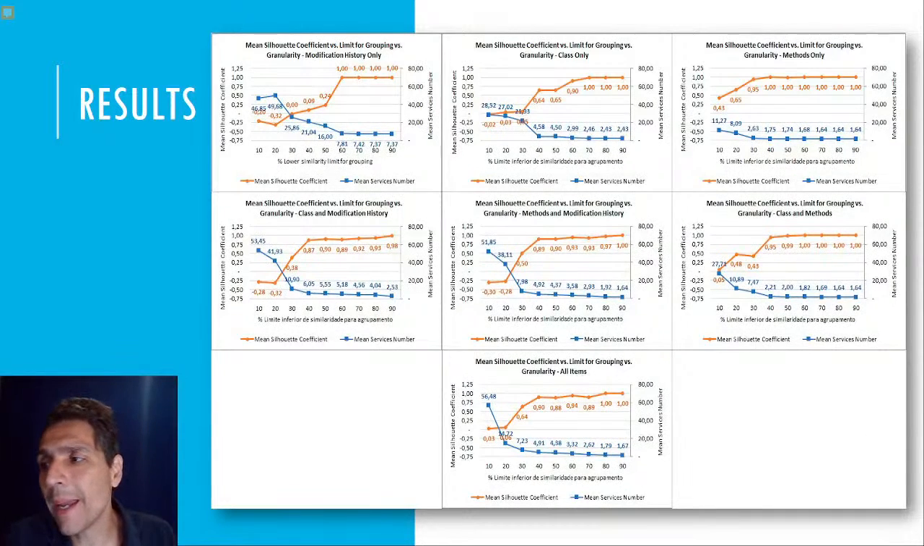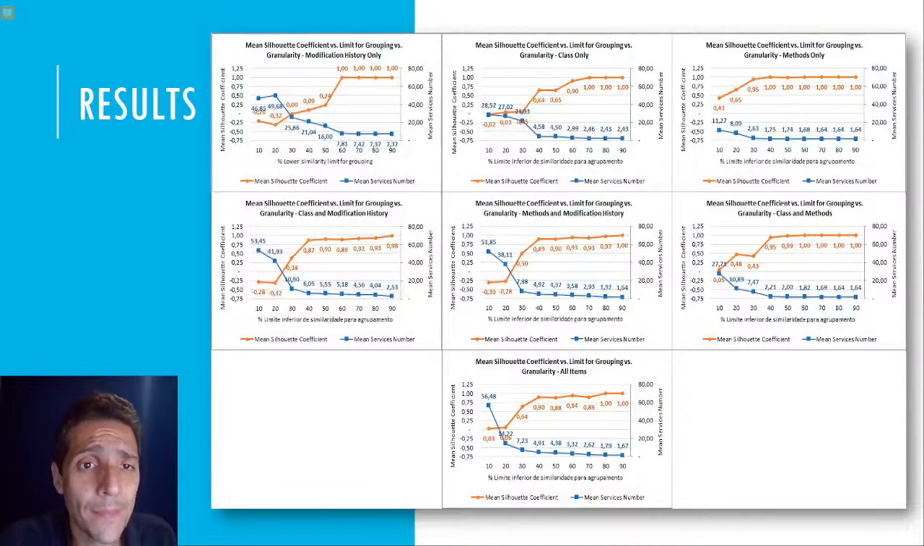So this is the main result that we obtained. We can see here 2 lines. The line that goes upward is the silhouette coefficient. Actually, it's the mean silhouette coefficient, the average over all microservices. And the line that goes downwards is the number of services that resulted in this decomposition.